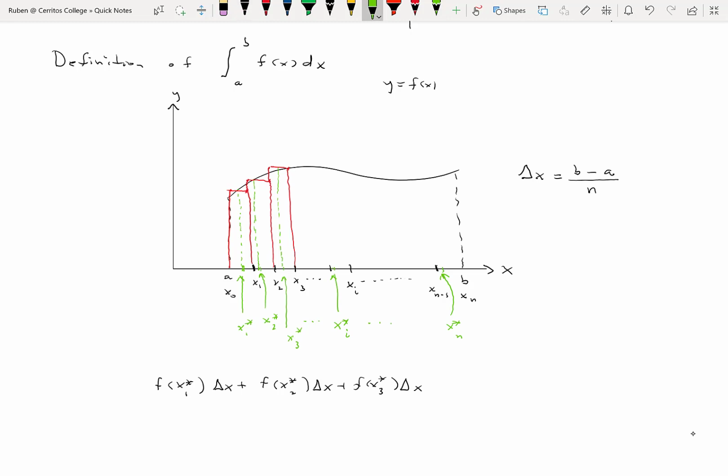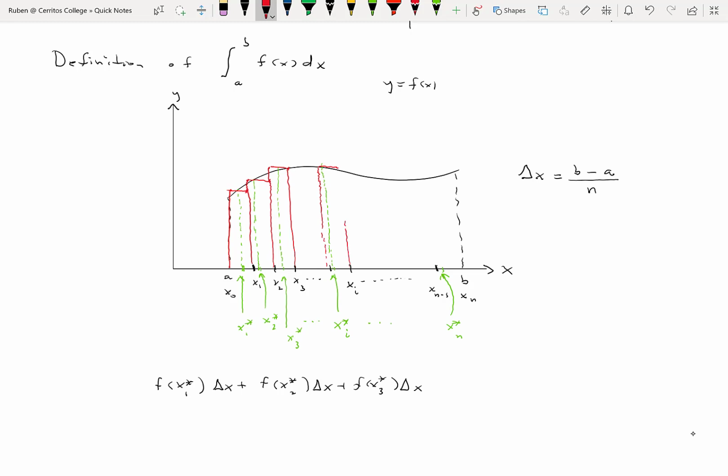A typical approximating rectangle somewhere between the first and the number n rectangle would be at a typical x sub i star. So I go up to the curve at x sub i star. That forms a rectangle of height f of x sub i star.